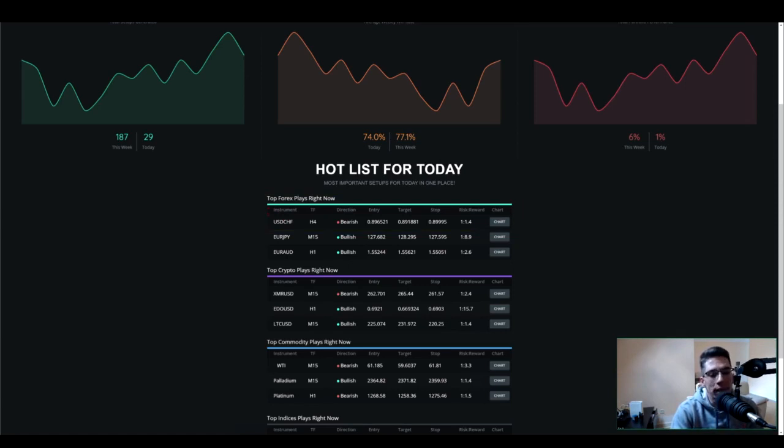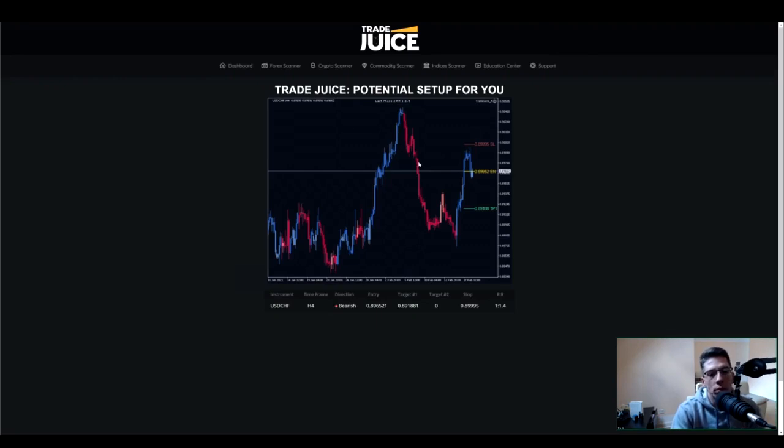Every single trade idea comes with the instrument name, the time frame where we found that signal, and the direction, bearish or bullish. Let's say either we want to buy or sell, entry point, target, stop, and a risk reward. Also, you have the chart so you can get everything that you need. So if we click here, what we see here is the dollar Swiss franc. And the same thing that you see here is displayed over here, just for that visual representation of what we are looking to do.